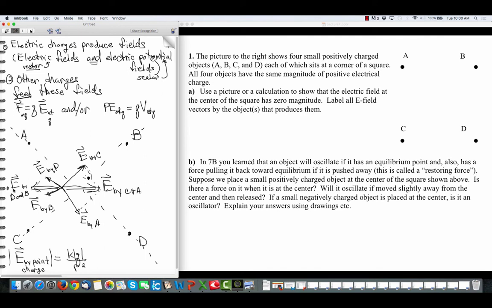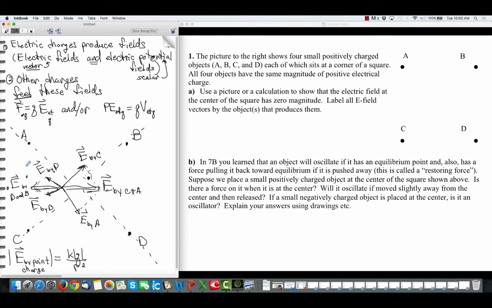A negative charge will have a restoring force toward a point in the middle, toward a point over here. It'll be pushed that way, and then if it gets too far, it'll be pushed back. But what if it's not exactly on that line, but it gets a little bit up there?